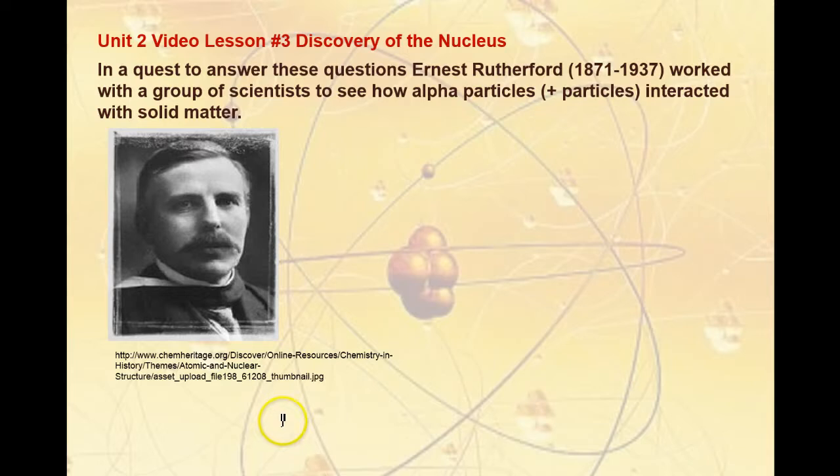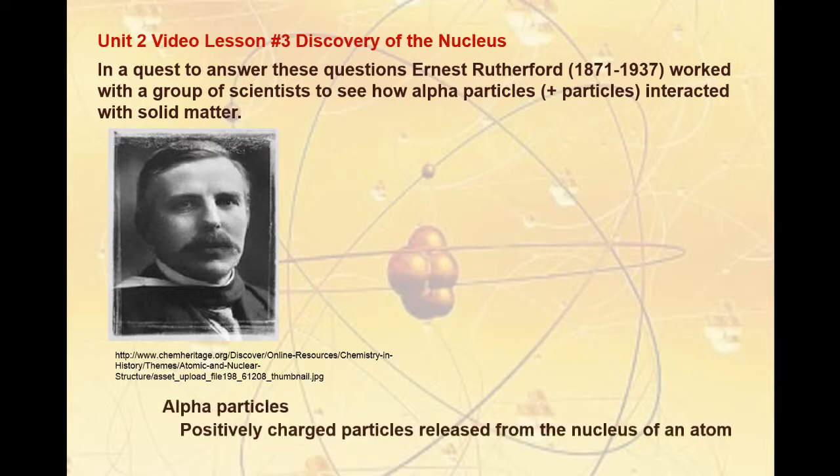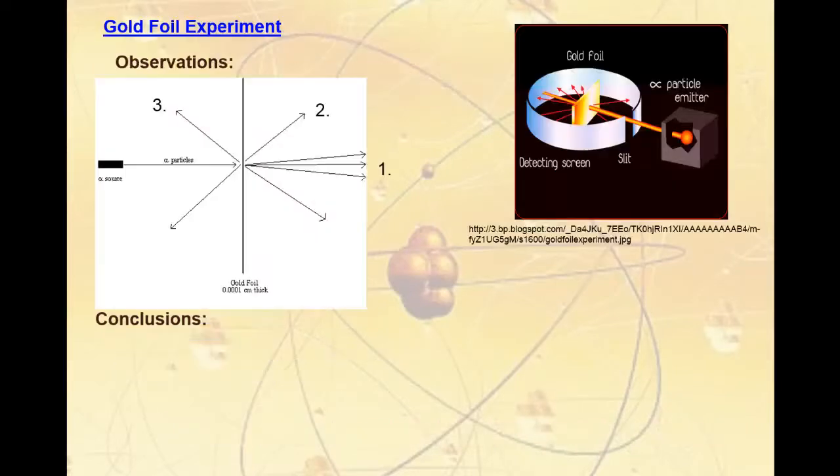So in a quest to answer the questions from J.J. Thomson's plum pudding model, Ernest Rutherford worked with a group of scientists to see how alpha particles, these are positive particles, interacted with solid matter. The definition for alpha particle is positively charged particles released from the nucleus of a radioactive atom. And we'll learn all about that in the next unit.